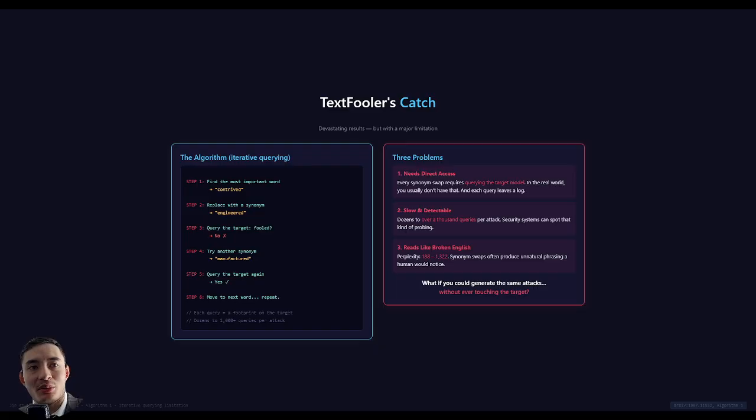So the second problem is that the output isn't visible. So as we said, it would leave a log that becomes more and more detectable. And then our third problem is perplexity. How natural a text will sound. Ranges from 188 to over 1,300 will read just like broken English. So the question becomes, what if you could generate the same devastating attacks without ever touching the target? That's what today's paper is going to answer.